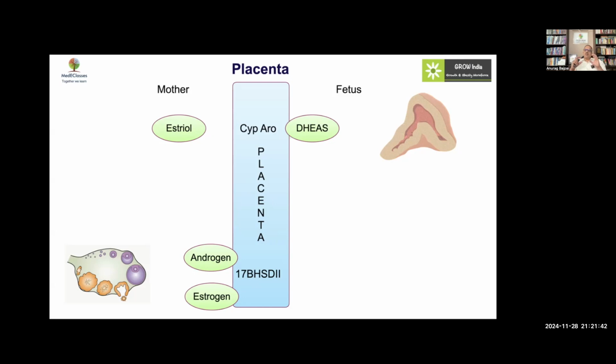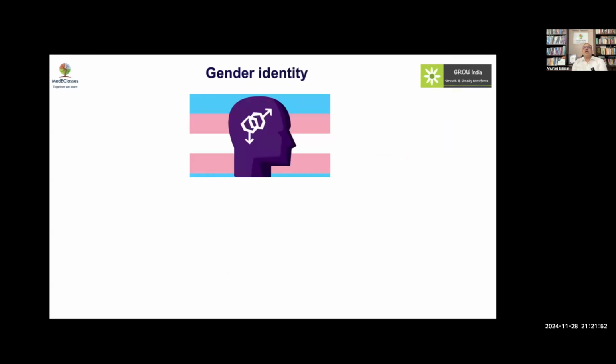Now, the fetal adrenal is the factory of DHEAS. It produces all that, and this has to be converted via aromatase to estriol. So in conditions where there is aromatase deficiency, you will have an excessive amount of androgens, both in the mother causing maternal virilization and in the child causing DSD, as we saw in the second case.